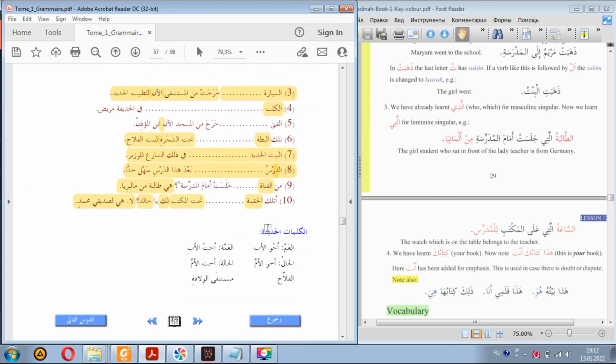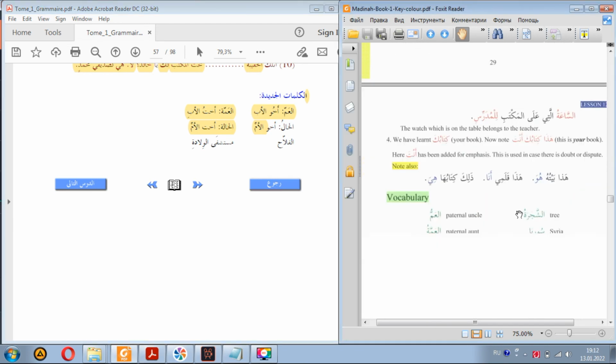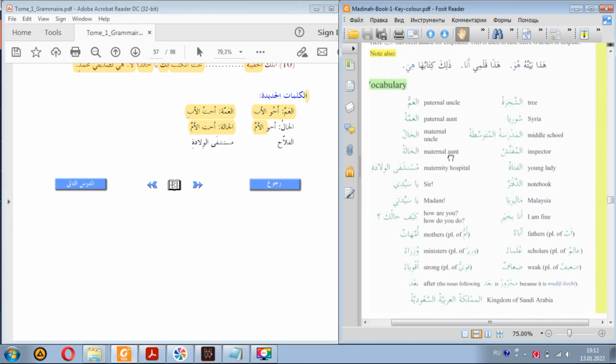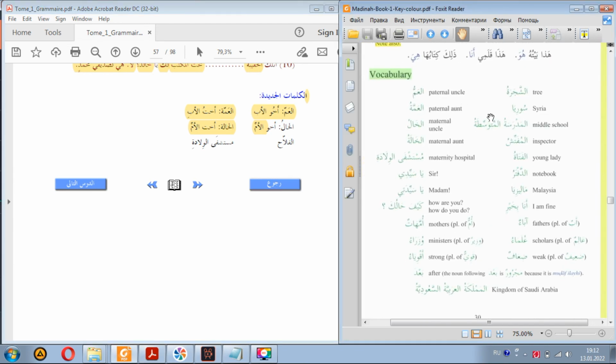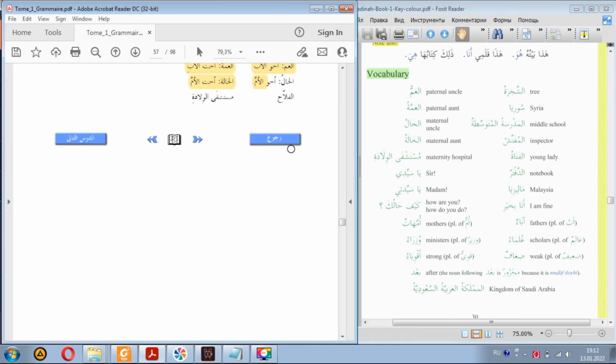So yeah, that's it for this lesson. We have new words. Well, we have this vocabulary in the end of this explanation book. You can look up the translation of the new words in this area. So that's it for this lesson.